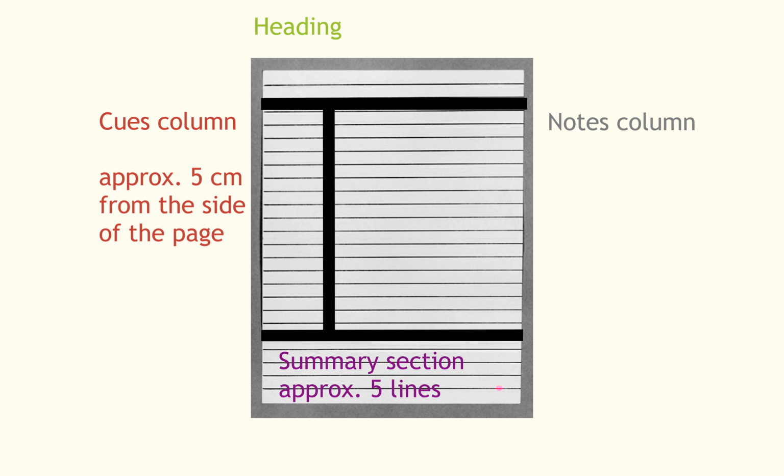Draw these lines in bold, maybe using a felt tip pen so that they stand out, because they create the 4 sections of your notes page. The heading at the top, what we call a cues column, on the left. The largest section on the right where you record your notes, and a summary section at the bottom.